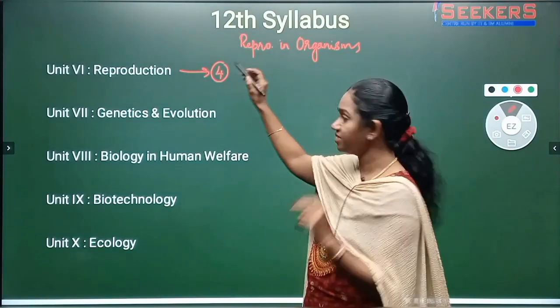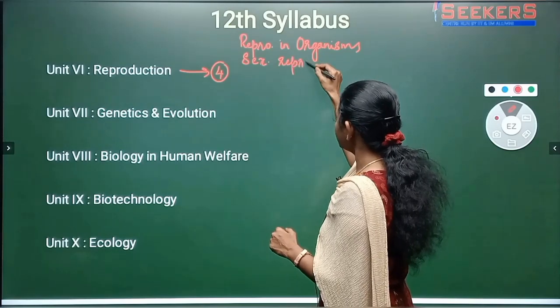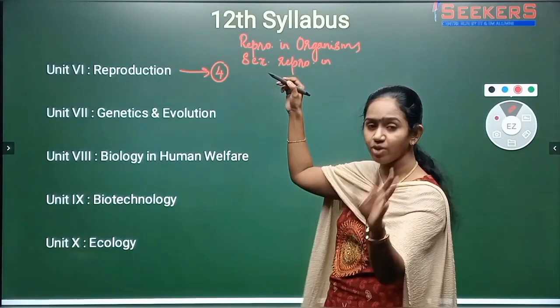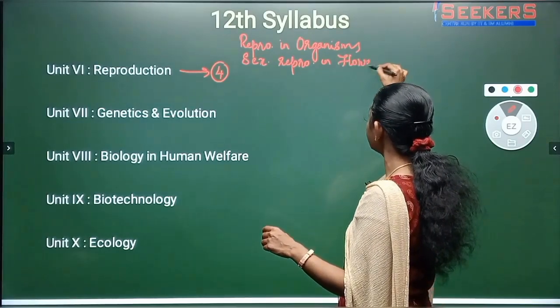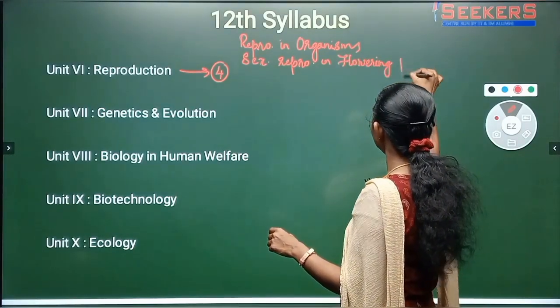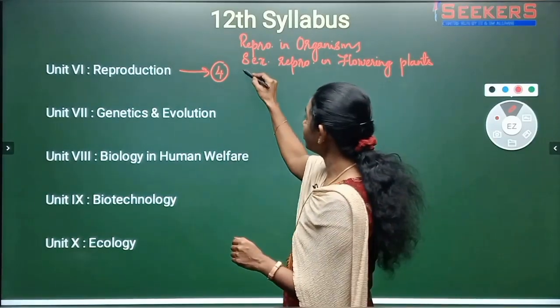And the second chapter is sexual reproduction in flowering plants. This chapter deals only with the reproduction process, how it takes place in your angiosperms, that is your flowering plants. Yeah. Now coming to the third chapter of this unit, human reproduction.